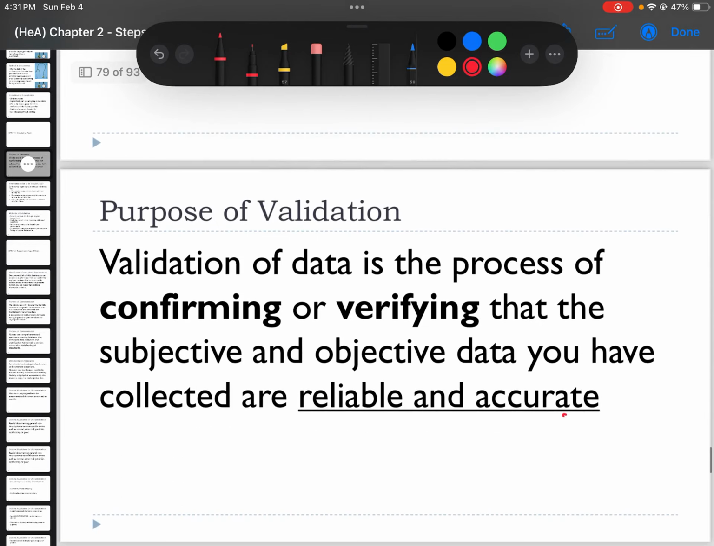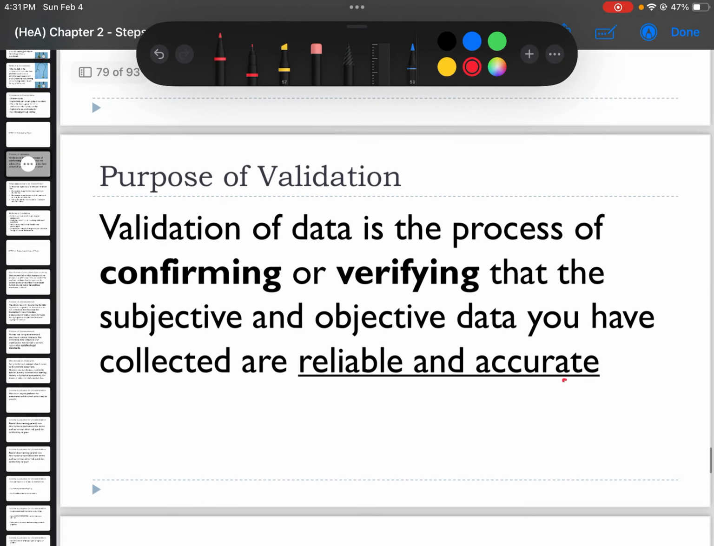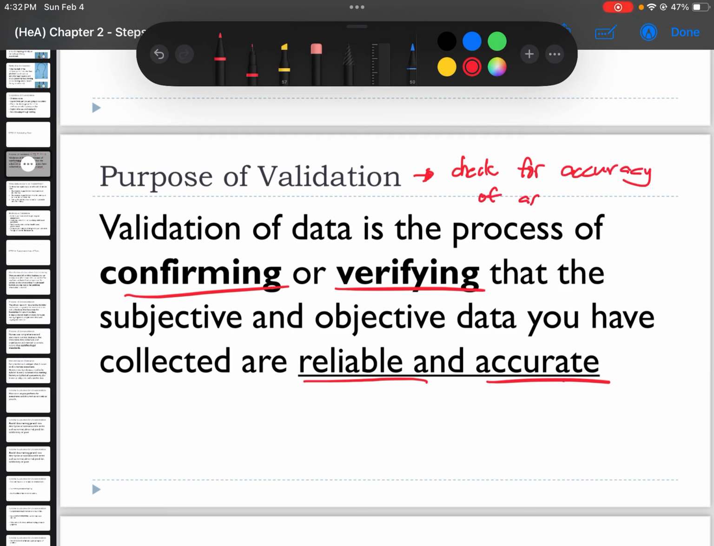Okay? The purpose of validation is to confirm and or verify that the subjective data and objective data you have collected is reliable and accurate. Okay? The purpose of validation is to check for accuracy of assessment. Check for accuracy and reliability of assessment.